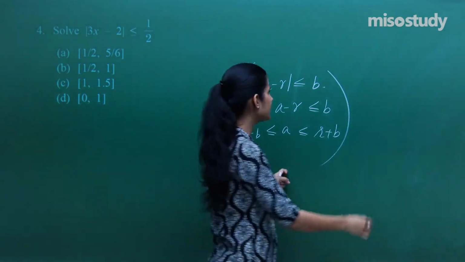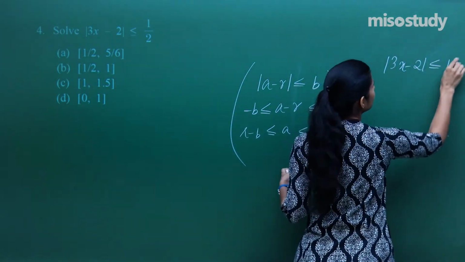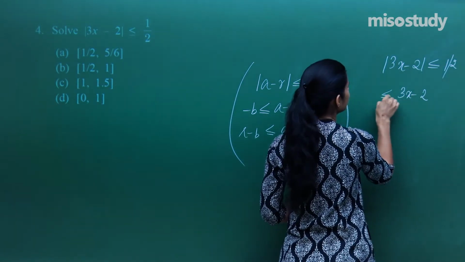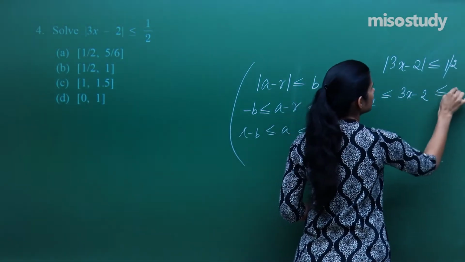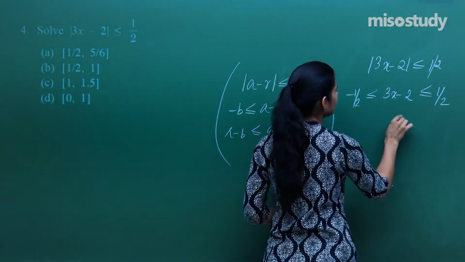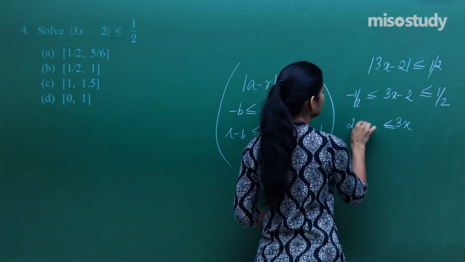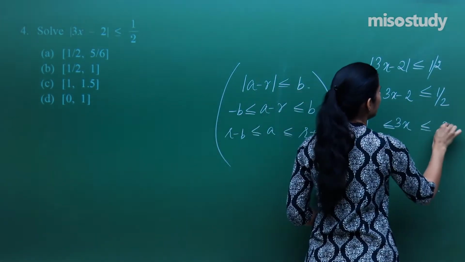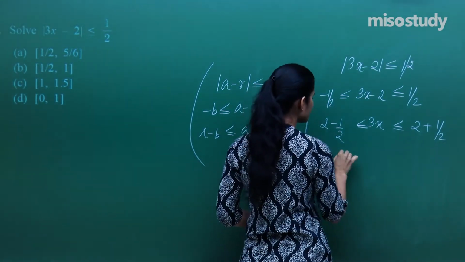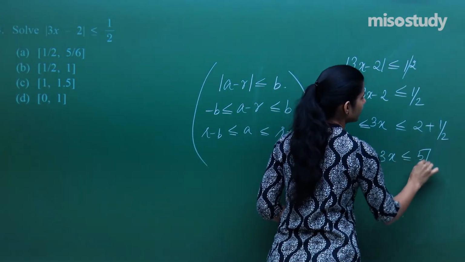If this concept is clear, it is very easy to understand that mod of 3x minus 2 less than or equal to half will be interpreted as 3x minus 2 is greater than or equal to minus half and less than or equal to half. So obviously 2 is going to be added. I get 3x is greater than or equal to minus half plus 2 and 2 plus half. So this becomes what? 4 minus 1 is 3 by 2, less than or equal to 3x, less than or equal to 5 by 2.